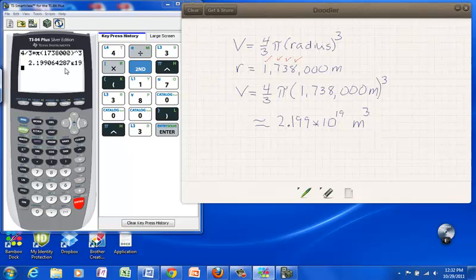So notice what your calculator is going to do, and you can't just look at the beginning of the number. You have to look for the power over here. If it was a negative power, it would say E negative 19. If it's a large number, it'll be a positive exponent. If it's a very small decimal, it'll be a negative exponent.